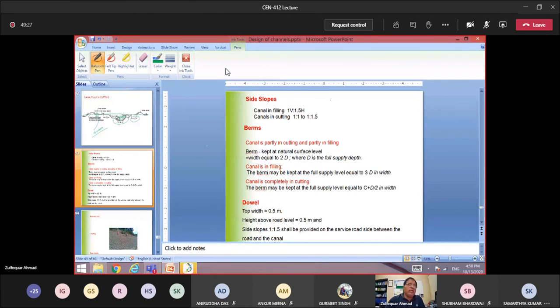Now in the IS code it is written, again just from a preliminary design point of view, and if you feel the slope may fail, then you can check the slope with slope stability methods. So in the canal in filling, in general the slope is kept 1:1.5, and in cutting it is 1:1 to 1.5. That also depends on the soil, but this is just an approximation. Forms I have already discussed with you. Dowels also I have discussed with you, right?